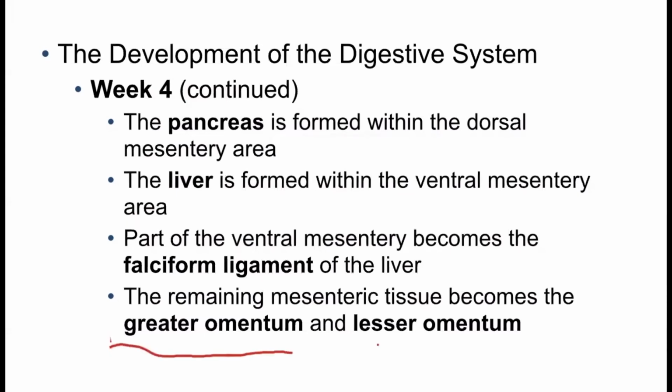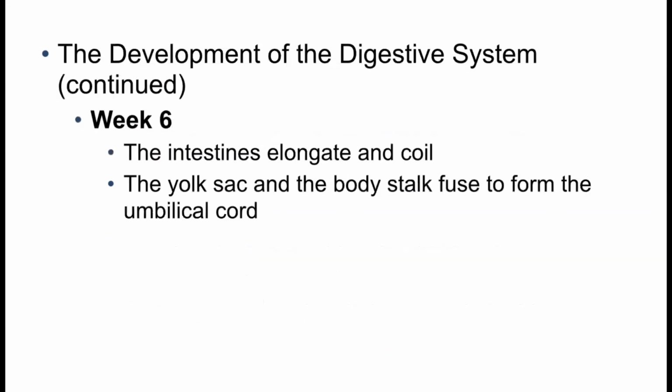Remember, the greater omentum attaches to the greater curvature of the stomach. The lesser omentum attaches to the lesser curvature of the stomach. The lesser omentum comes from the lesser curvature of the stomach to the liver. The greater omentum comes from the greater curvature of the stomach all the way down to cover most of the organs in the peritoneal cavity. The intestines elongate, and then they start to coil at about week 6. The yolk sac and the body stalk form and start to form the umbilical cord.